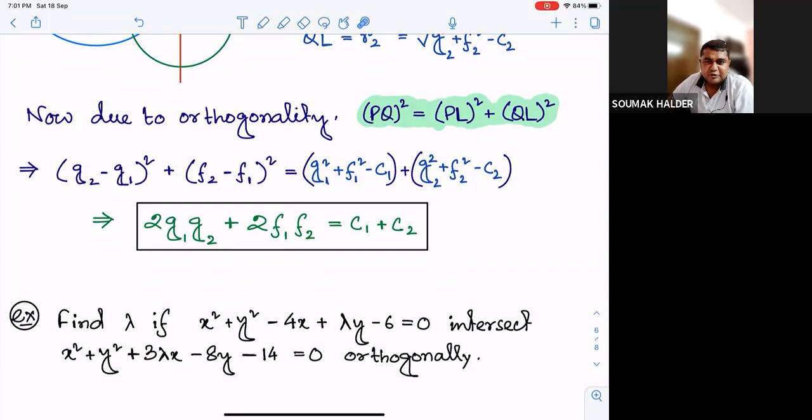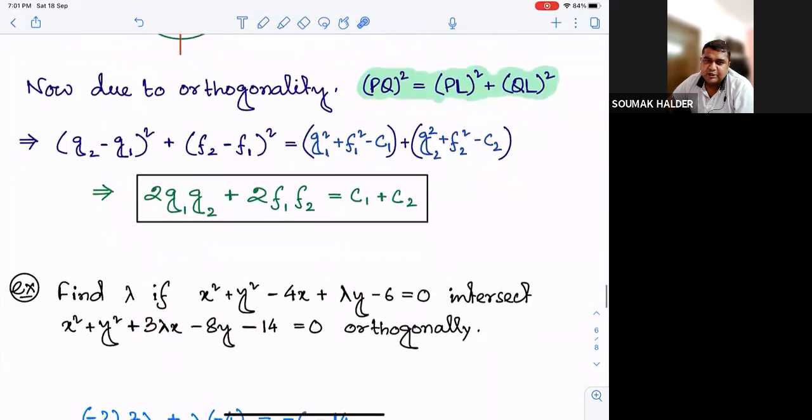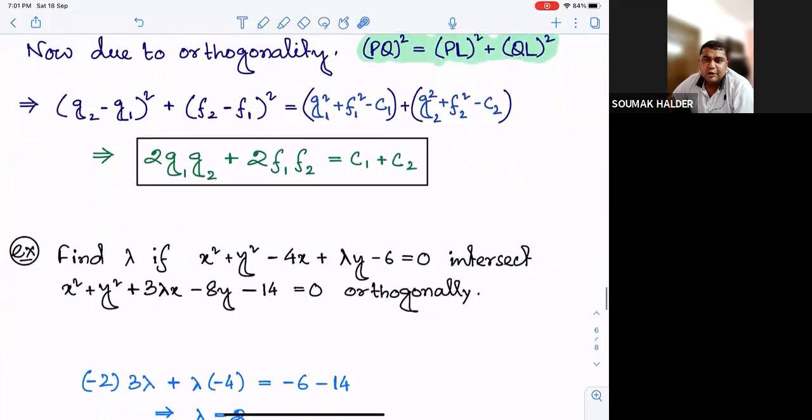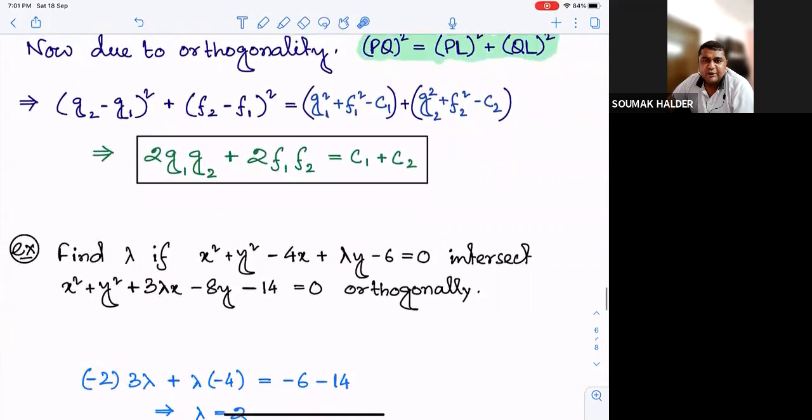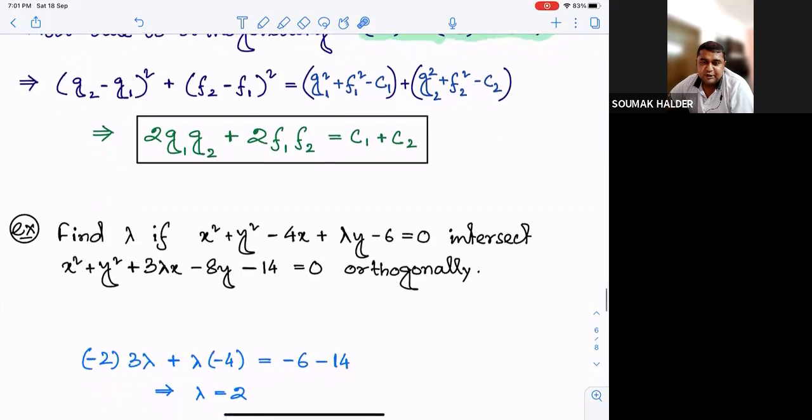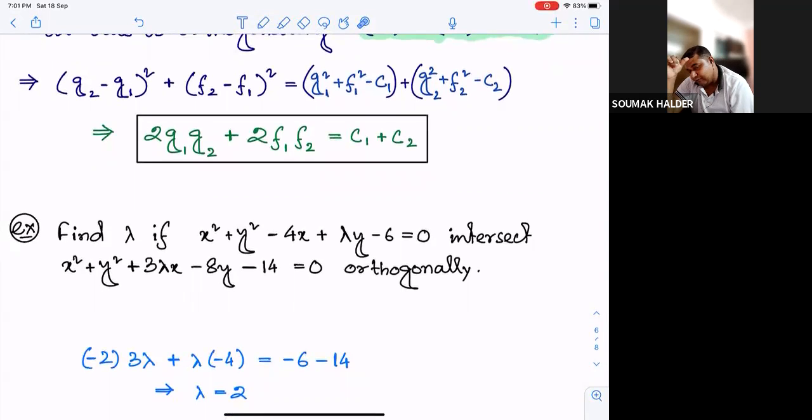As the circles are said to be orthogonal, we will directly use 2g1g2 plus 2f1f2 is equal to c1 plus c2. So this is g1, this is g2, this is f1, this is f2, and their addition is going to be c1 plus c2. And from this relation, we get lambda is equal to 2.